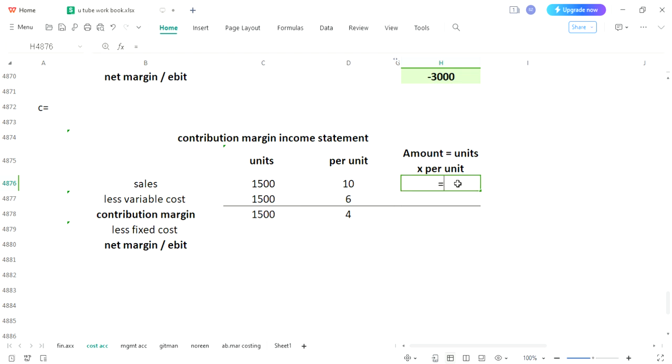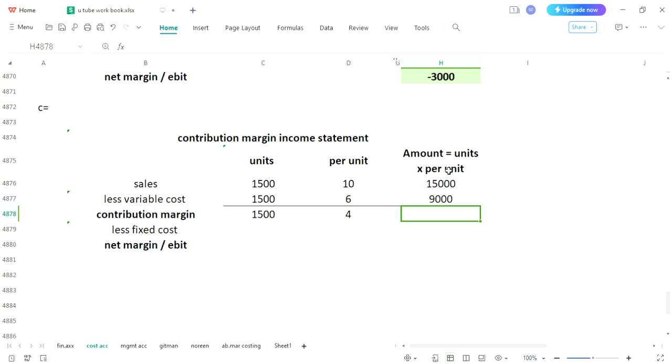Separately, we will calculate. First, we'll see the total amount of sales. Units are 1500 and you will multiply it by the per unit price, that is 10. You will get your total sale price of 15,000. And now it's time to calculate your variable cost. Units multiplied by per unit: units are 1500, and then you will multiply by the per unit variable cost, which is 6. In this way you have calculated your variable cost.